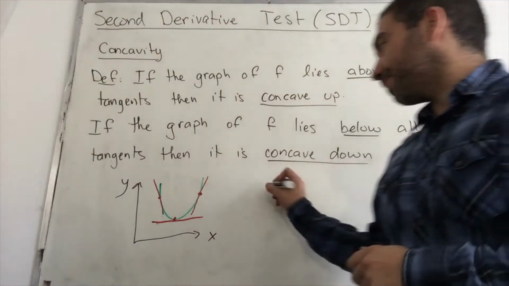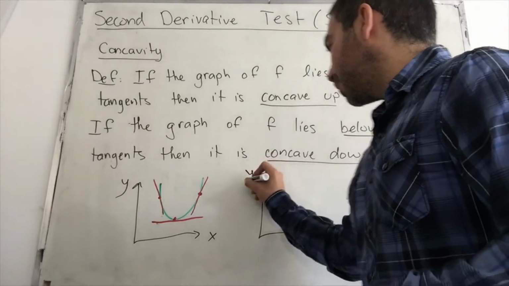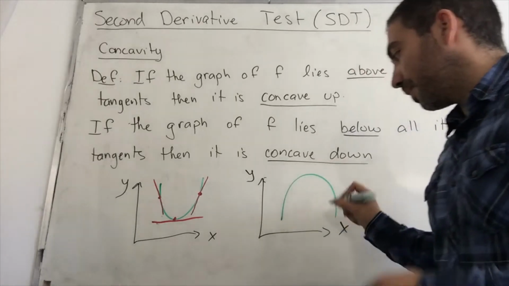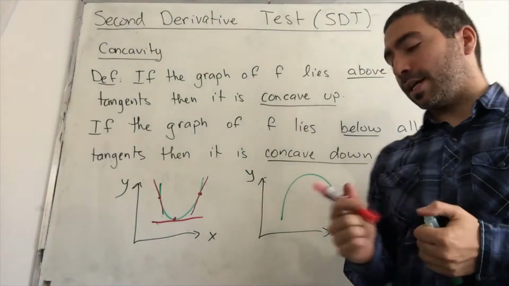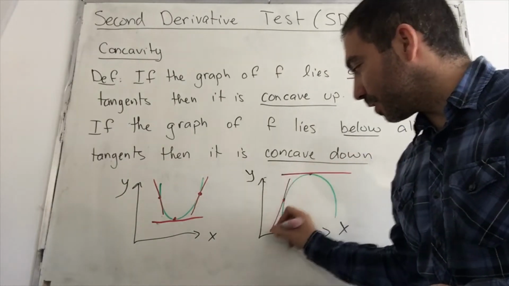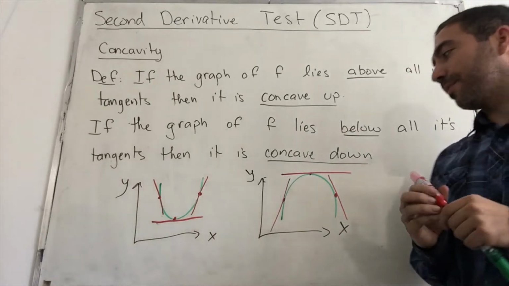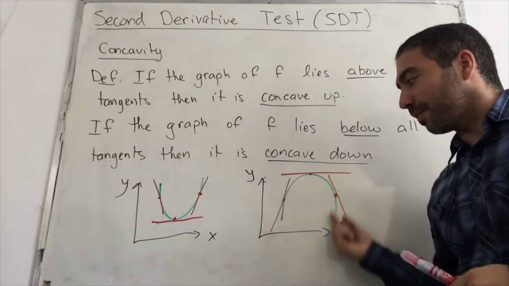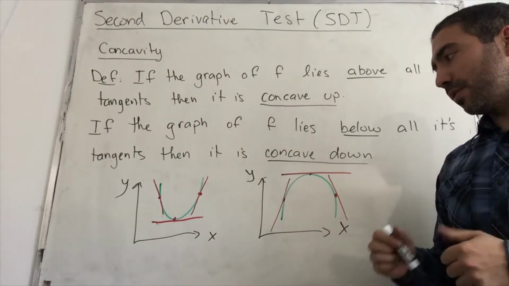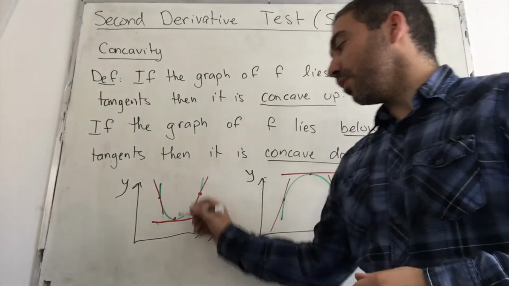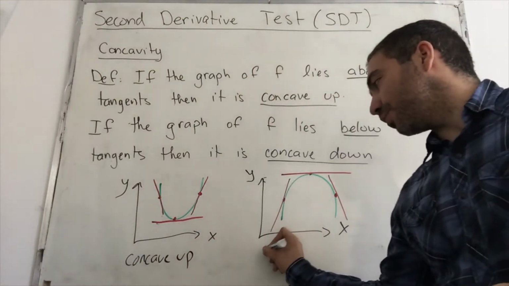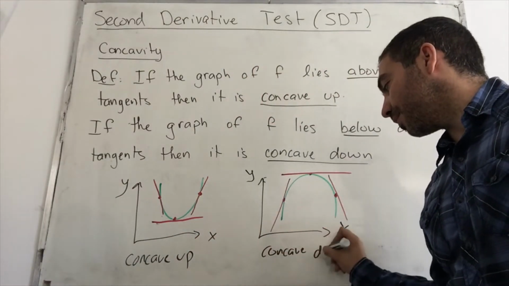Similarly, if we draw the function in the reverse direction, something like this, we see that the tangents are always above the function. If I take the point here, the tangent looks like this. Notice that this function here, the green function, always lies below all the tangents. That means this one here is concave down. So this is an example of a function which is concave up, and this is an example of a function which is concave down.